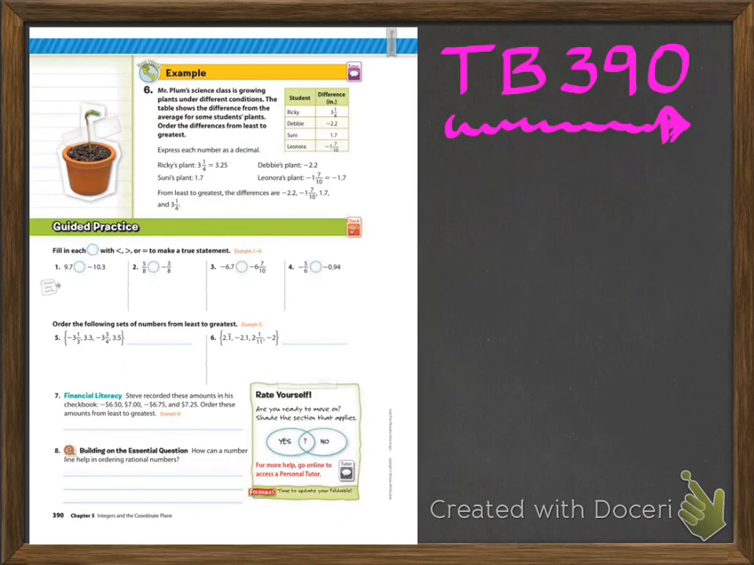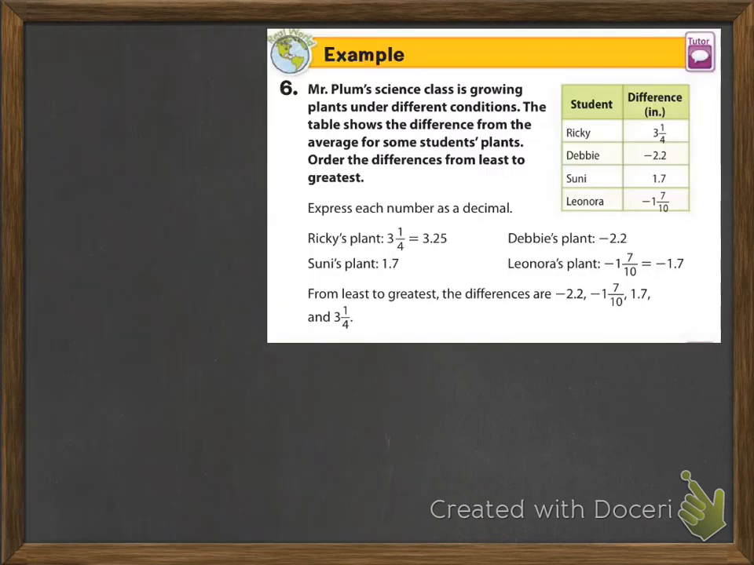Now you want to look at textbook page 390 with the flower pot example. It says, Mr. Plum's science class is growing plants under different conditions. The table shows the difference from the average for some students' plants. Order the differences from least to greatest. So I'm not going to have you go through all of that work again, but I want you to notice that you do need to know how to put these into the same format.